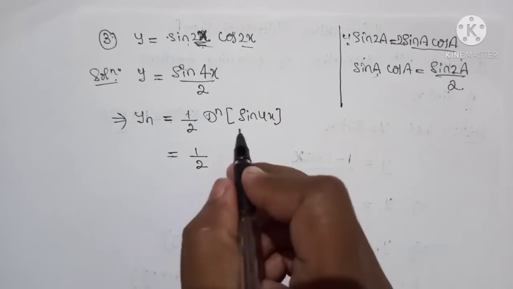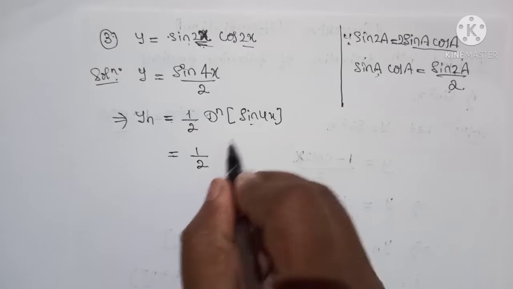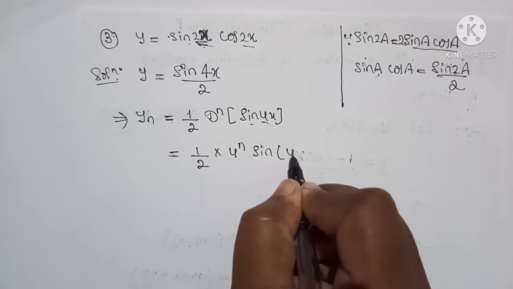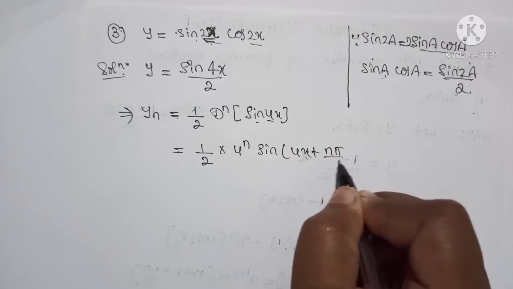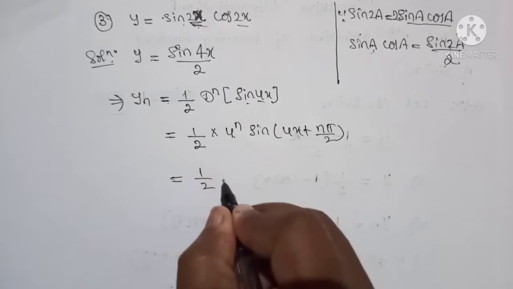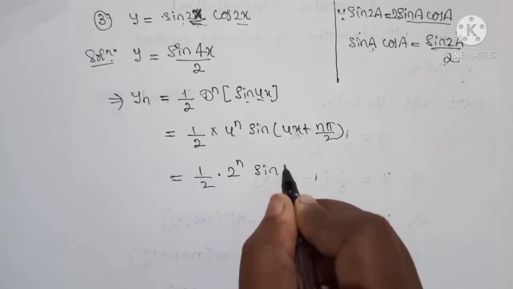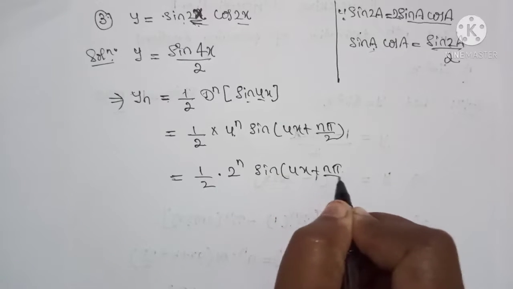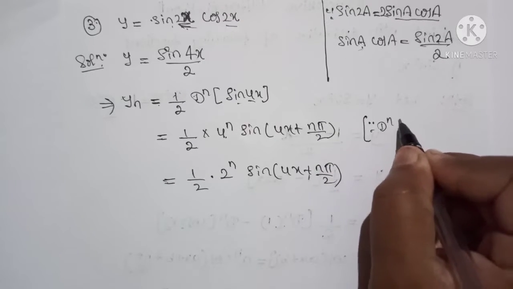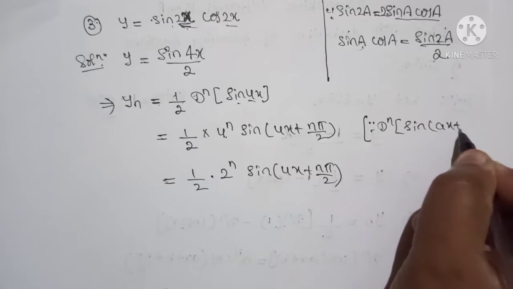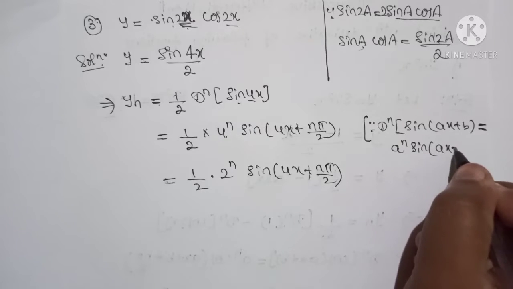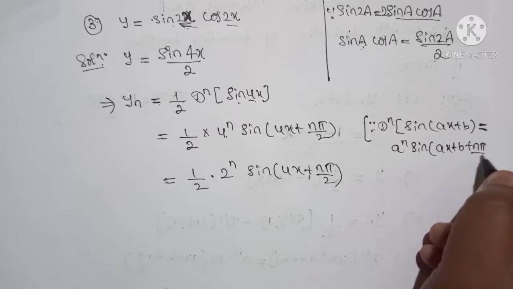Again, by applying the formula for the sine of ax plus b, here the value of a is 4, so 4 raised to n sine of 4x plus n pi by 2, or 1 by 2 can be written as 2 raised to minus 1. So here I will write the formula: the nth derivative of sine of ax plus b equals a raised to n sine of ax plus b plus n pi by 2.